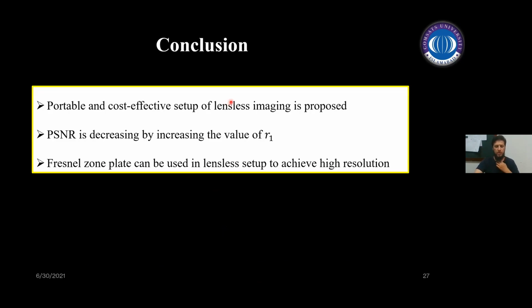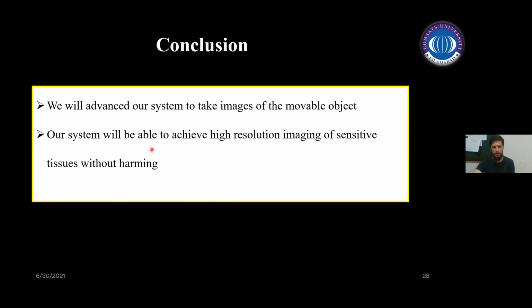So the conclusion of my presentation is that we have constructed a portable and cost-effective lensless imaging setup, and the PSNR value is decreasing by increasing the value of R1, and the Fresnel zone plate can be used in the lensless setup to achieve high resolution. And in the future, we will advance our system to take images of movable objects, and our system will be able to achieve high resolution imaging of sensitive tissues without harming them.